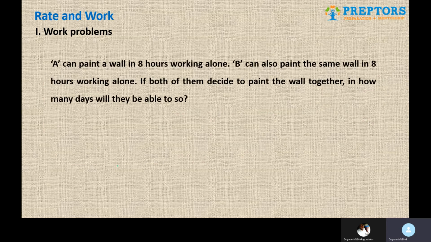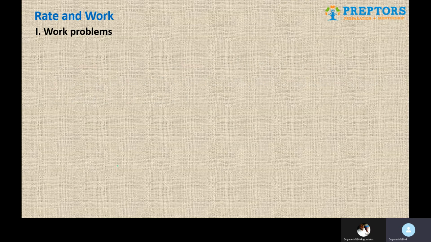The next part is actually solving of the problems. So the question is very simple. Let's see that first. A can paint a wall in 8 hours working alone. B can also paint the same wall in 8 hours working alone. If both of them decide to paint the wall together, in how many hours will they be able to do so? Very simple, straightforward question.